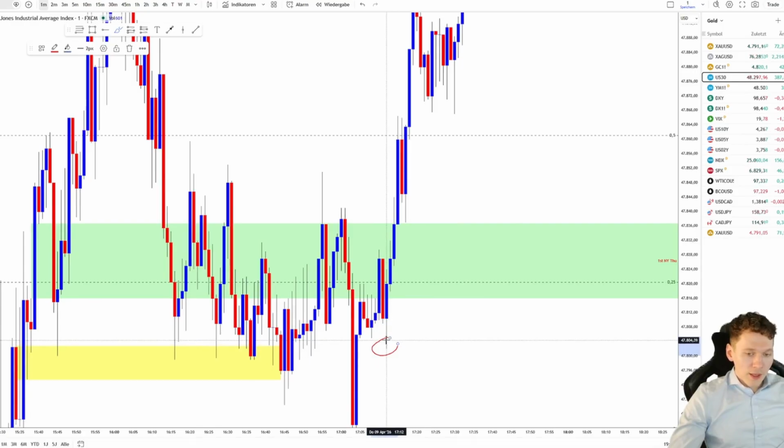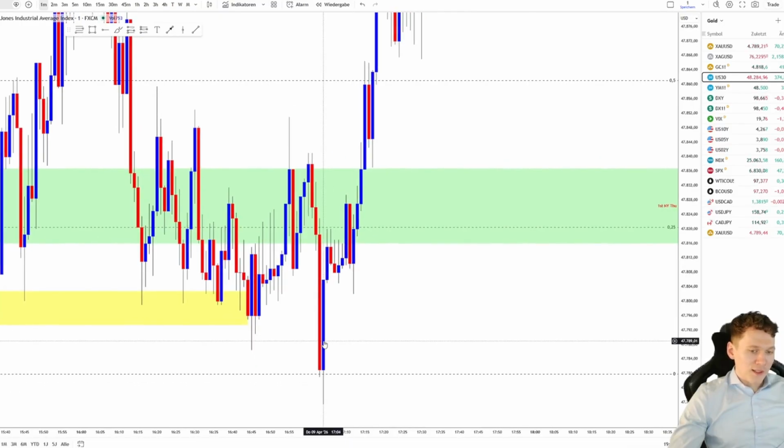Okay, and the sweep happened shortly after the ICT macro time. That happens also. And what's important to know, the algorithm never delivers before the ICT macro time. It always delivers during this 20-minute window or after it. Okay, so if it's 1 or 2 minutes after it, it can happen often. It's normal.